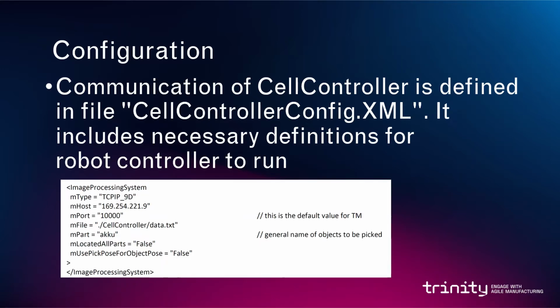And here we have an example of the configuration for the image processing system, which we could use on a different PC as well, with the host IP and the host port specified, and also the output file work object coordinates as we saw in the previous video.